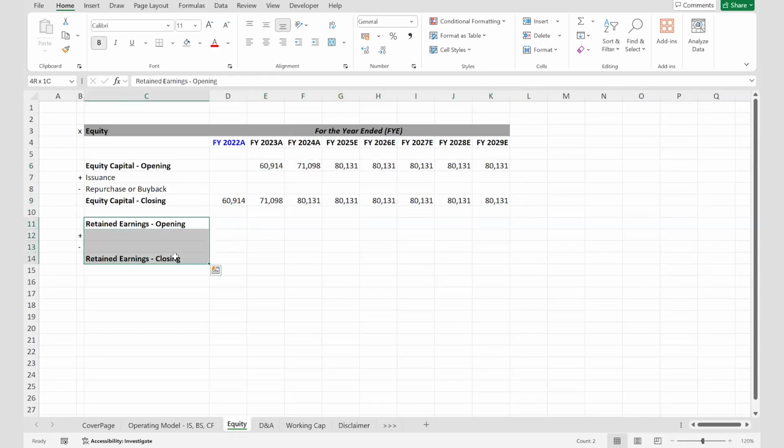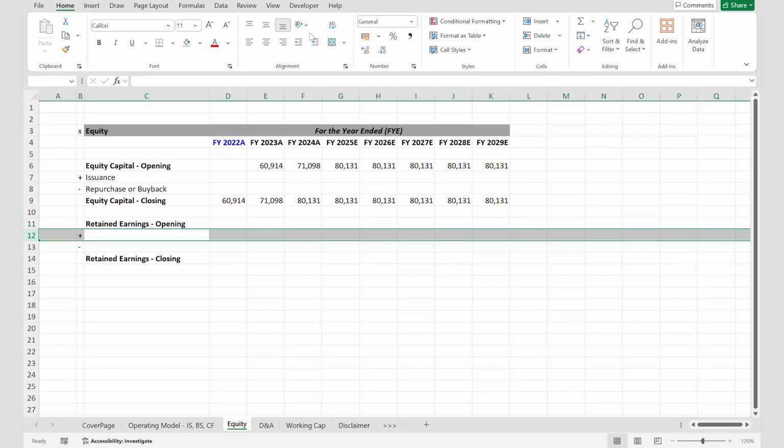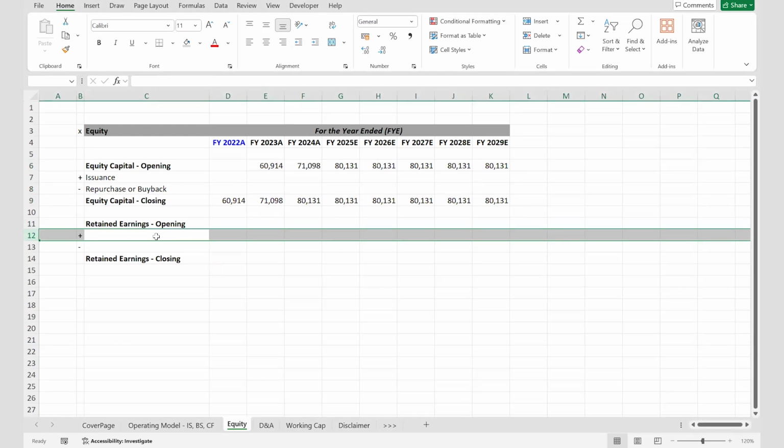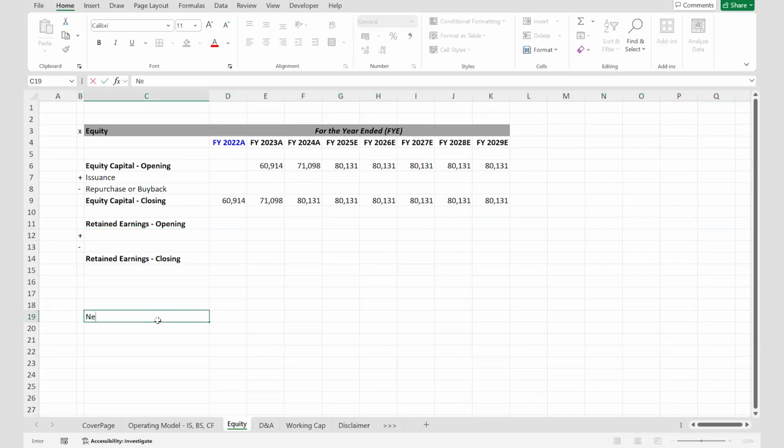Now next, can someone tell me, if you have the opening retained earnings and closing retained earnings, what can be the possible plus and minus? Like what will you add in this? Cash. No, not cash. Anything else? Debt. No. So retained earnings, what was the formula for retained earnings I told you? Net income minus dividend.